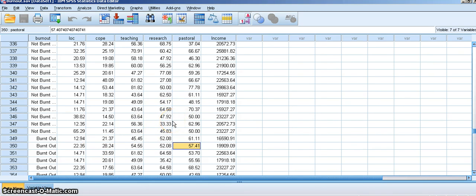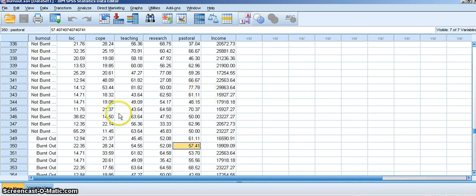When we say independent t-test, we utilize that test whenever we're looking for differences between two groups, and more specifically we're looking at the difference in the mean score of a certain attribute between group 1 and group 2.